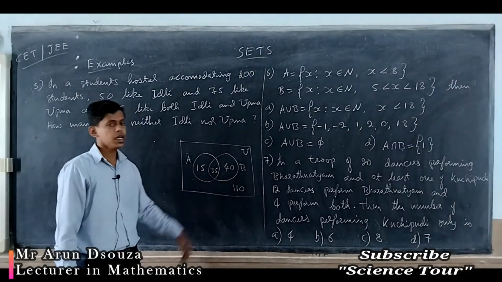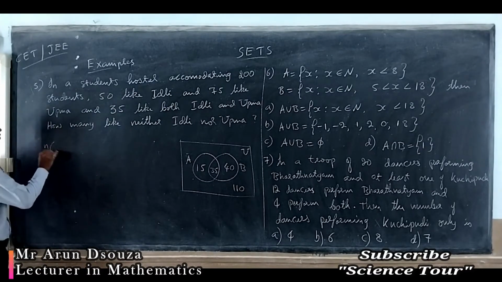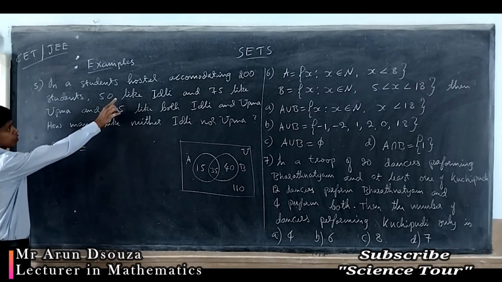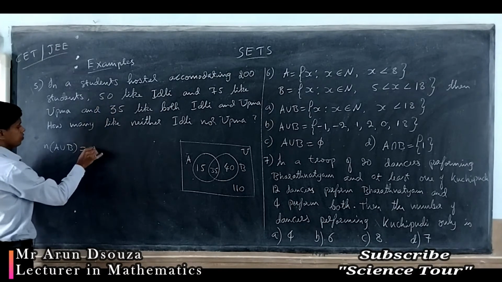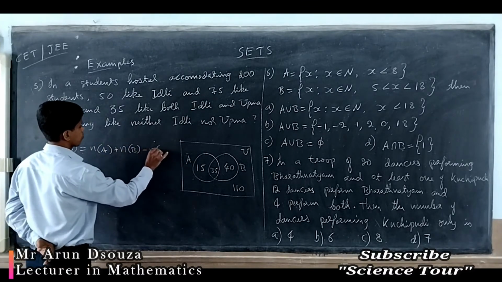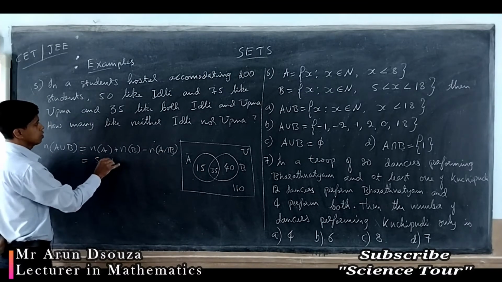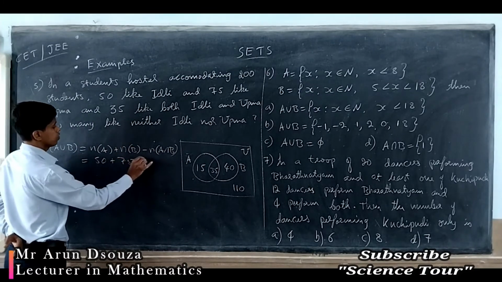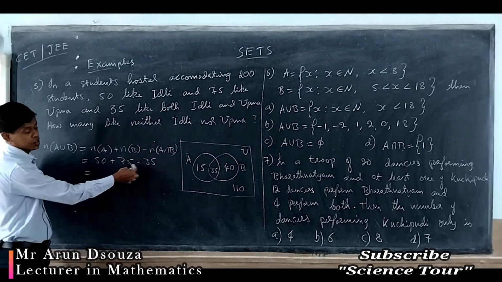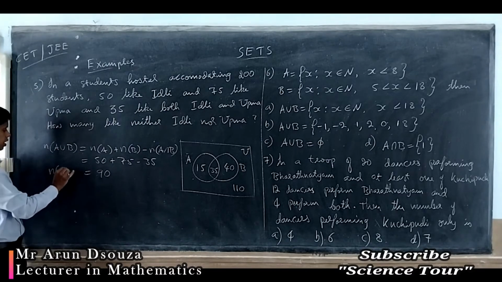So 110 are outside, but how do you find it? First you find n of A union B. What is n of A? n of A is 50, n of B is 75, and the intersection is 35. So 75 minus 35 is 40, 40 plus 50 is 90. So n of A union B is 90.